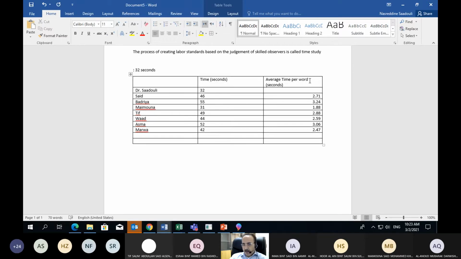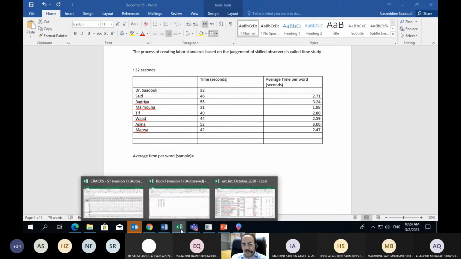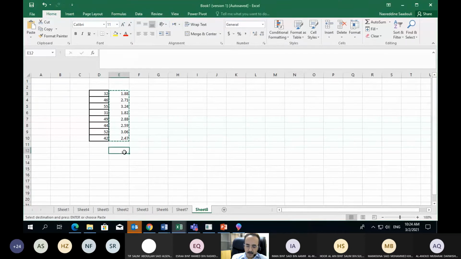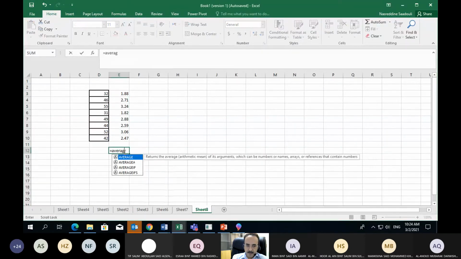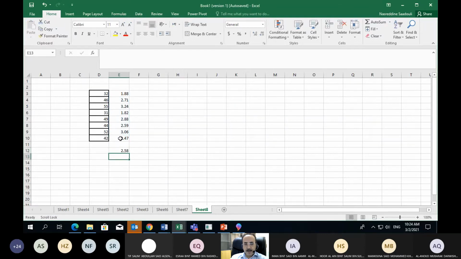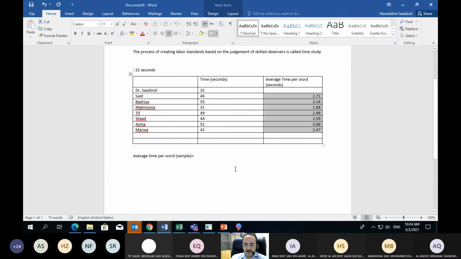Now, should I immediately go here and say, well, then I'm going to use this particular time? All right, so the average time per word for the whole sample, I'm going to take the average of all of these. We can do this easily here in Excel. We'll just take the average of these values. And that gives me 2.58.